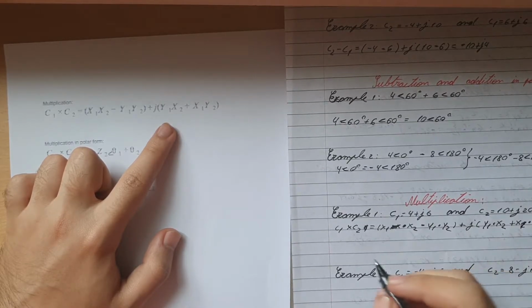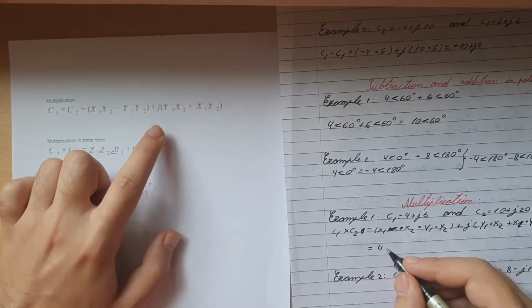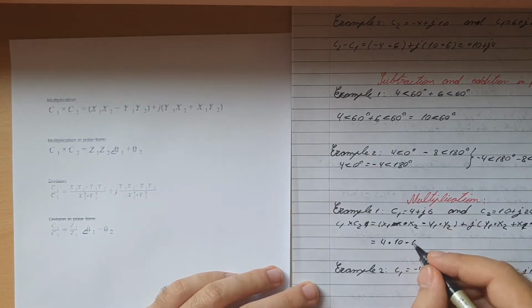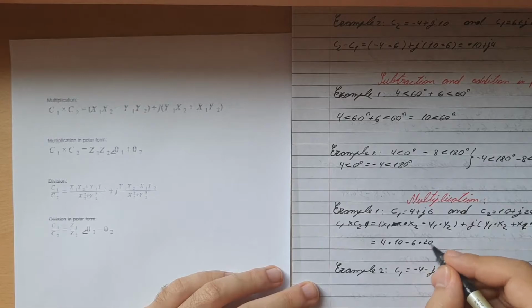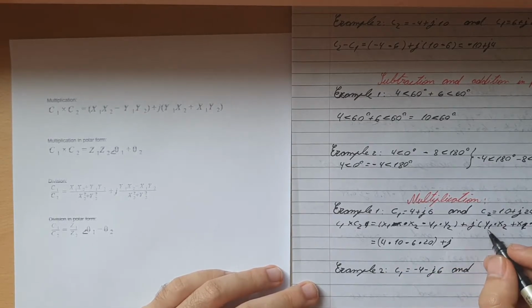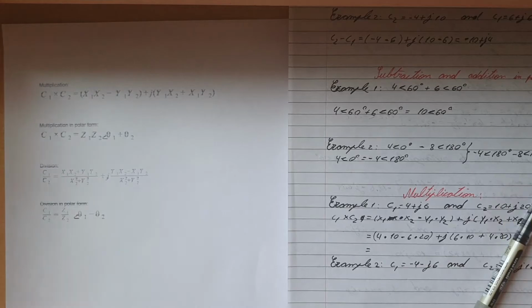There you go. And then this one will be equal to, so x1 that will be 4 multiplied by x2 that will be 10, minus y1 that will be 6 multiplied by y2, which is 20, close the bracket, plus j and y1 that will be 6 times x2 that will be 10 plus x1 that will be 4 times y2 that will be 20.